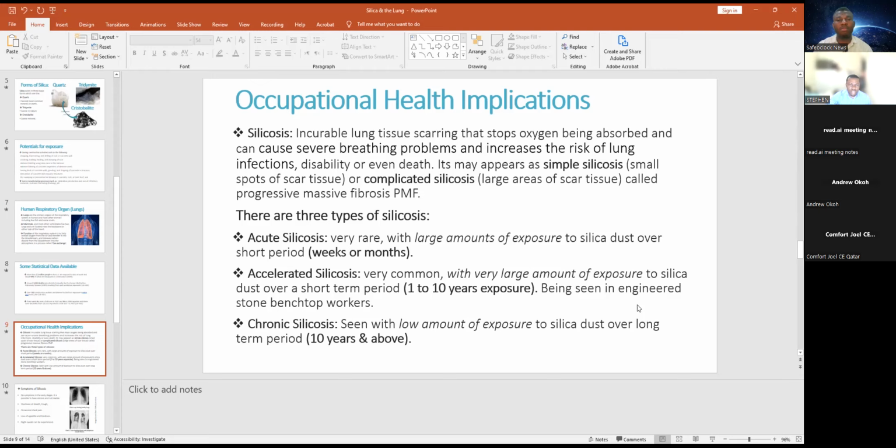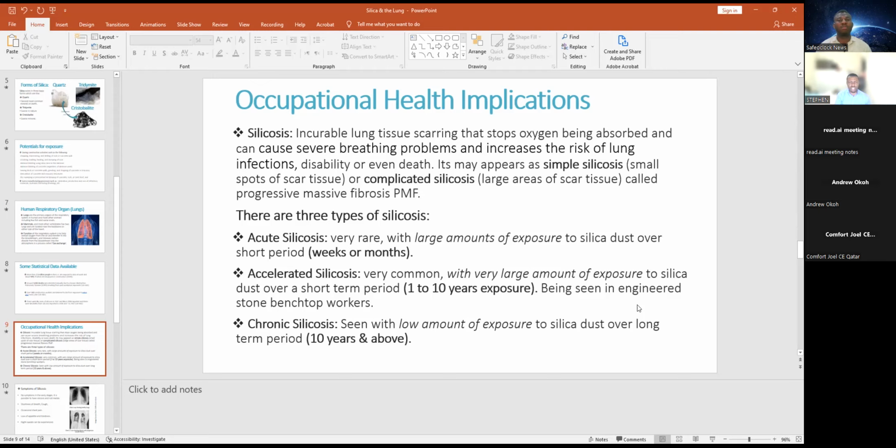Now, there are 3 types of silicosis. Silicosis could be acute. We could have acute silicosis. We could have accelerated and chronic. Acute, you could just observe it within weeks or months. So these conditions are very rare, but it is very possible. You can be exposed within a month with a large amount of exposure, so you are likely to come out with a situation of acute silicosis.